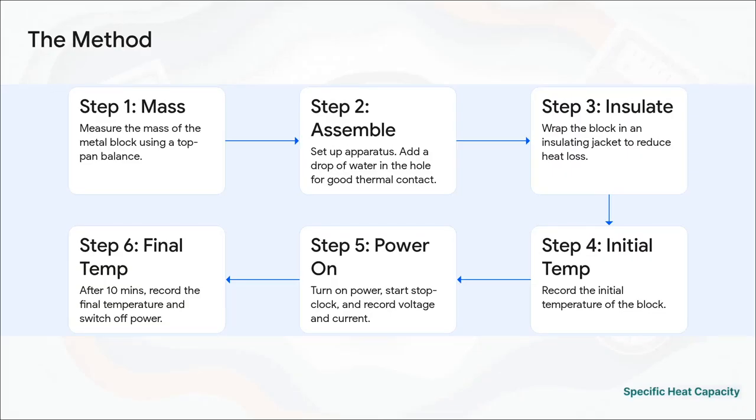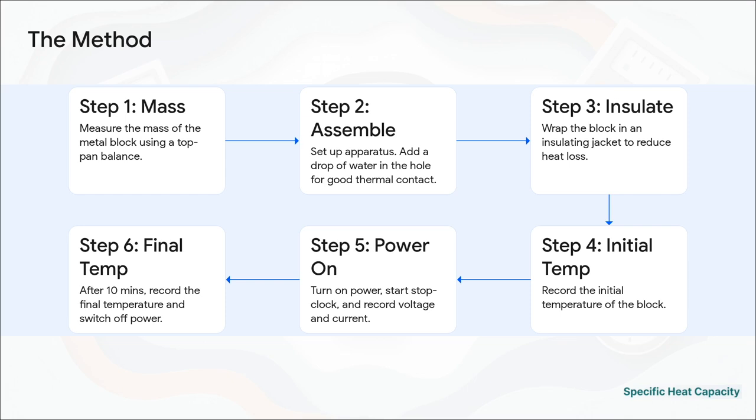Let's walk through the method. First up, pop your metal block on the balance and measure its mass. Easy. Then set everything up. Now here's a top tip. Put a single drop of water into the hole for the thermometer. That helps the heat transfer properly so you get a much better temperature reading.